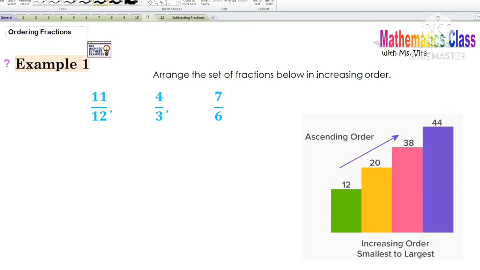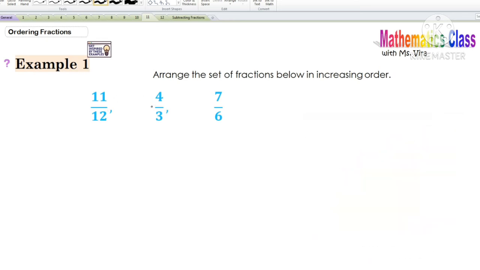Since the question says we need to arrange those fractions in increasing order, we can see 11 over 12 is less than 1 whole. 4 thirds and 7 sixths are more than 1 whole. So 11 over 12 is for sure the smallest fraction. Then we just need to compare 4 thirds and 7 sixths by exchanging 4 thirds into a fraction with denominator 6.